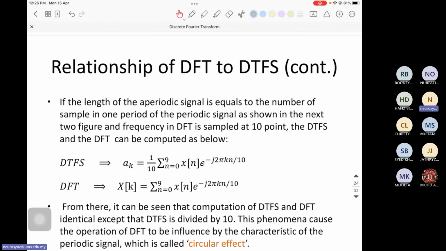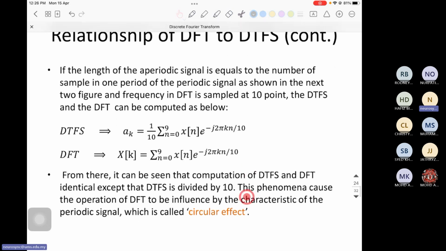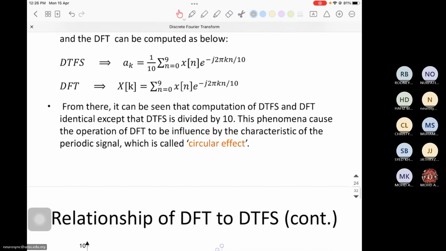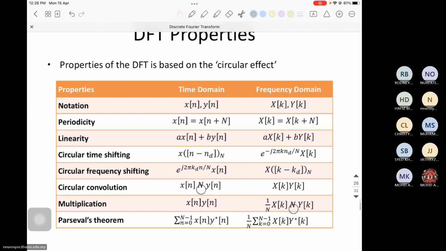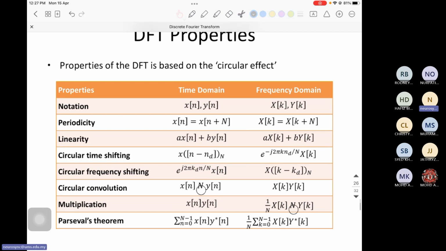So this is some relationship of DFT and DTFT. Like in the case of DTFT, we have seen some properties of DTFT. Now, these are the properties of the discrete Fourier transform. So the notation property, this is the notation basically.